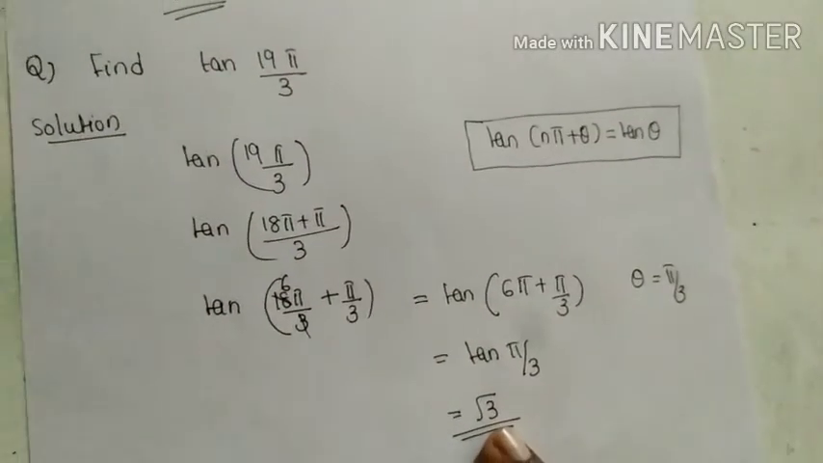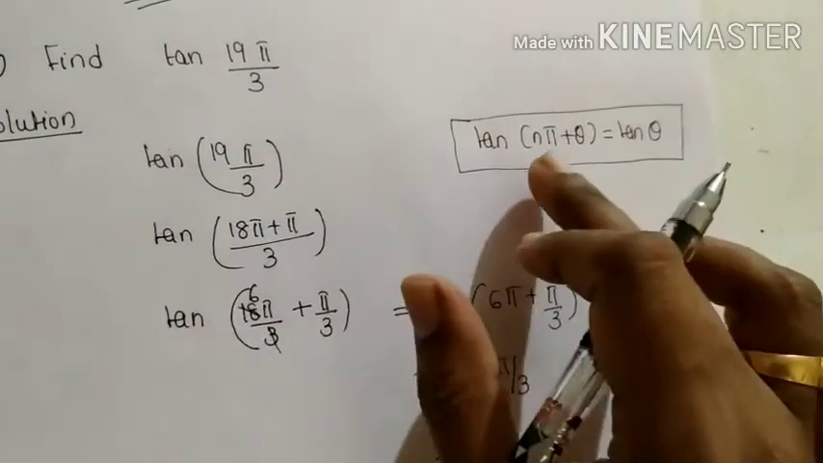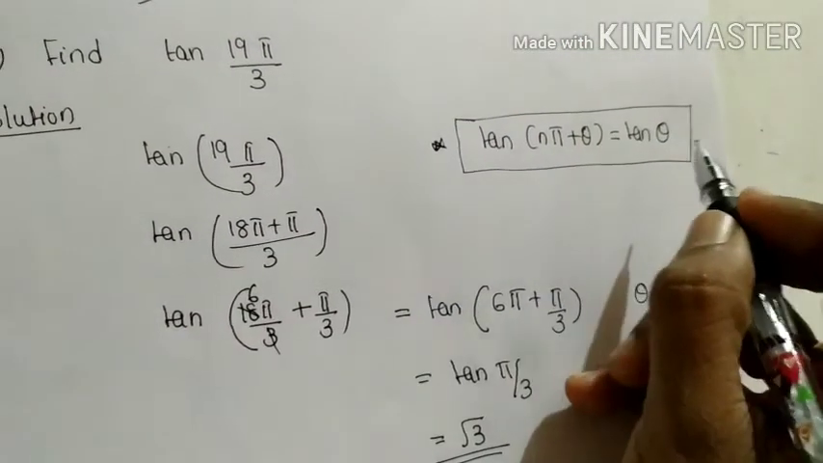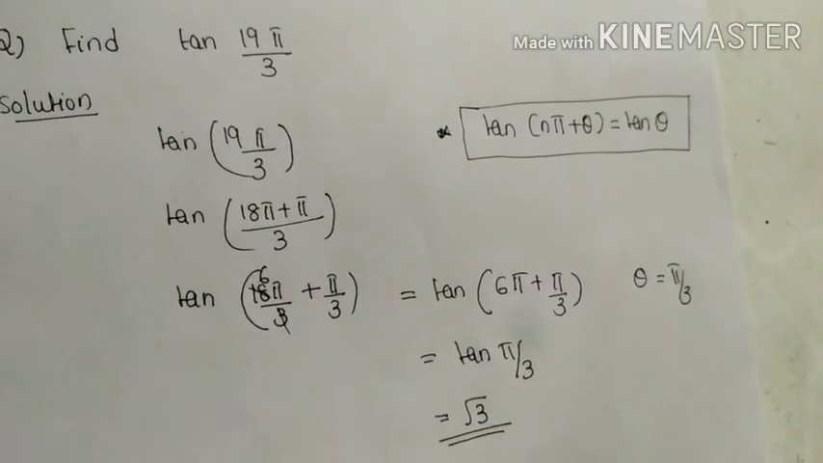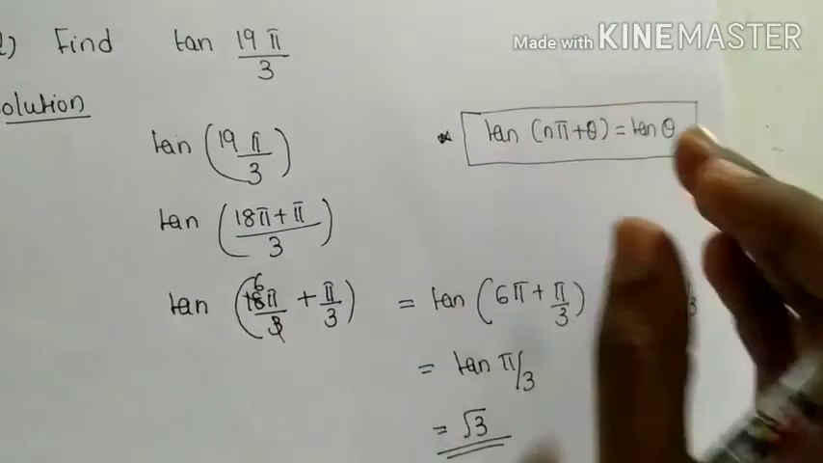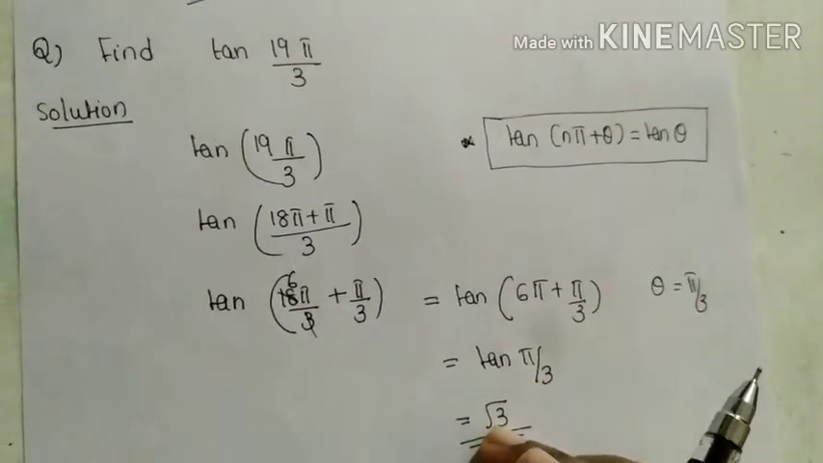I hope you understood. In this question we need only this result, that is tan n pi plus theta is equal to tan theta. So convert the given question into this form. This will lead to our answer.